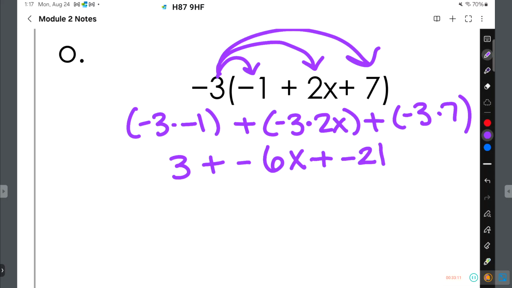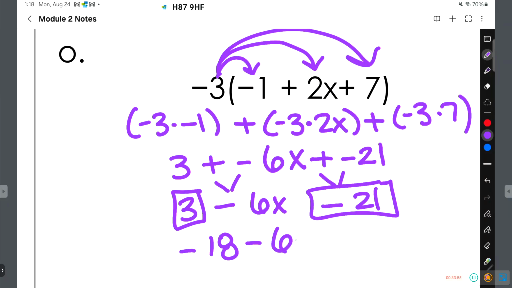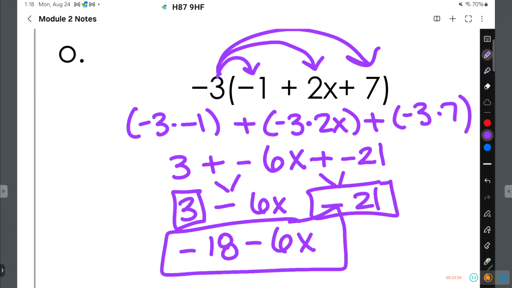There's two signs together, so we can take care of that. What are these two going to combine to make? Are they same or different? Different, so negative. So we've got 3, negative 6x, and negative 21. Can any of those be put together? Yes, you could put 3 and negative 21. What's 3 minus 21? Negative 18. So negative 18 minus 6x. That was easy.